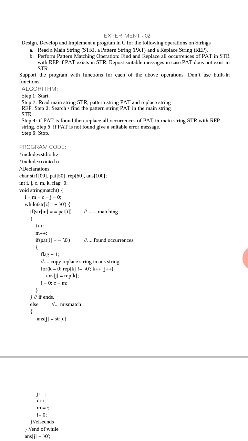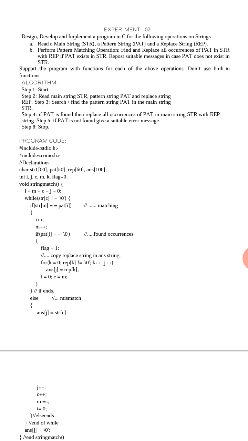First operation is we need to read a main string, then we need to read a pattern string, and finally we need to read a replacing string. Second operation is we need to perform a pattern matching operation, that is nothing but we need to find our pattern string in a main string. Suppose the pattern is present in your main string, then we need to replace such occurrences by the replacing string.